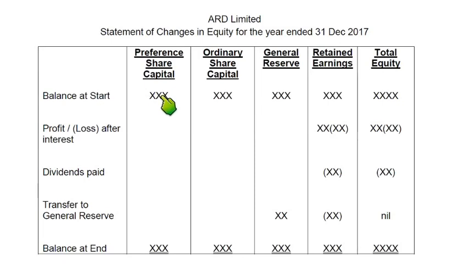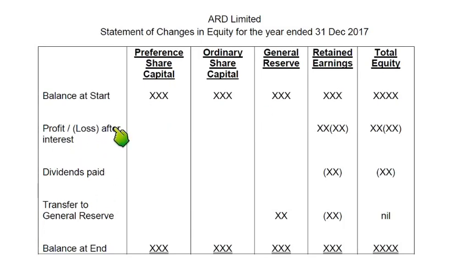Now these are the balance b/d, the opening balances of preference share capital. This means at the start of the year, we have this much preference share capital, we have this much ordinary share capital, then we have this much in general reserve, then we have retained earnings. Retained earnings are also known as profit and loss account, or accumulated profits. Now if we add up all of these, we'll get total equity. Now there are some common transactions.